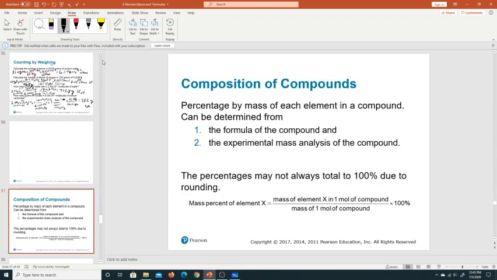Alright, so how do we get the combustion problems? So basically, composition of compounds. Combustion's coming up in a second. So the idea here is, if you know what the compound is, we can calculate the percent mass of each element.